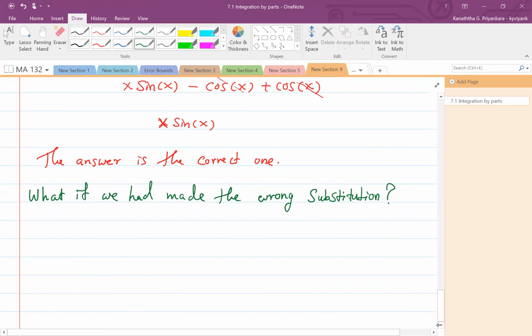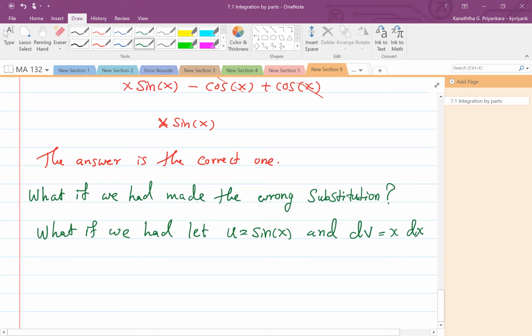So what if we had let u equal sine x and dv we will take as x dx. So now again we need to compute du and v in order to use the integration by parts.